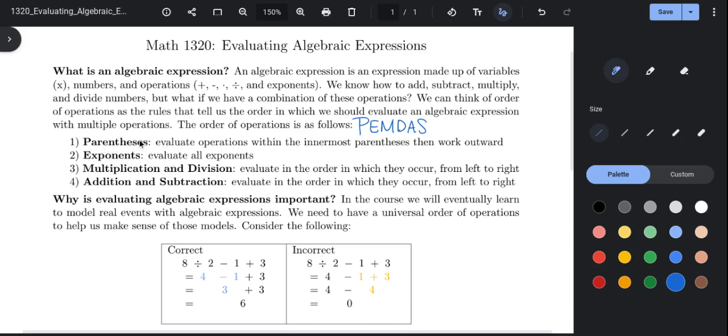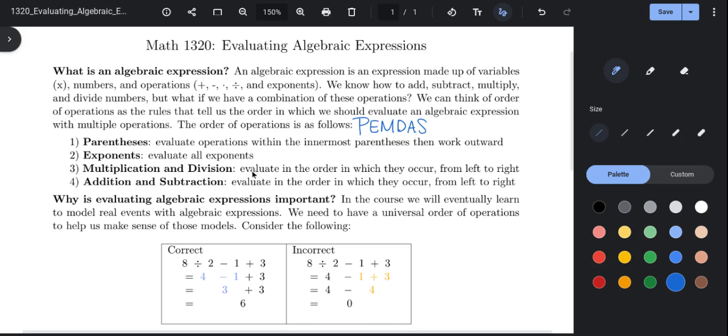So the first thing we're going to look for is parentheses. And when we have more than one set of parentheses, we want to evaluate from the inside out. And I'll show you what I mean by that in a later example in the video. The second thing we look for is exponents. Then we're going to do our multiplication and division.